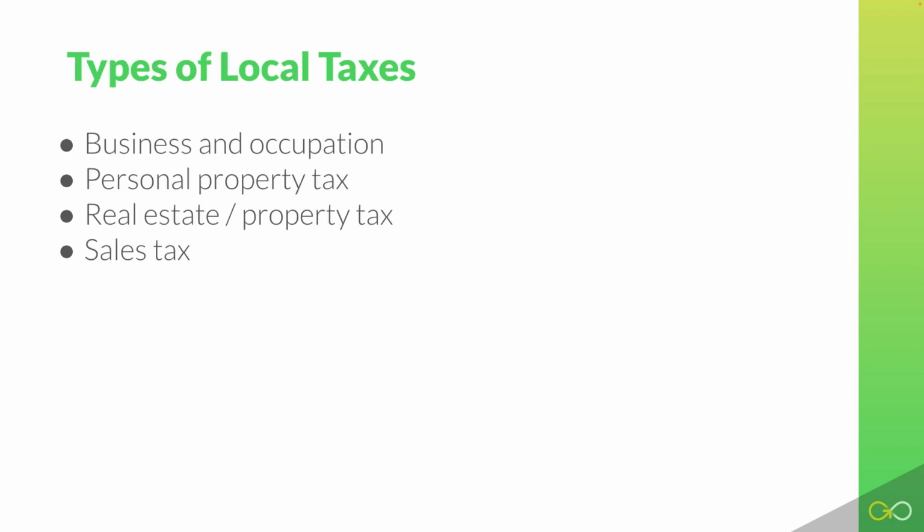Next, I'm going to go over other local taxes that you may or may not encounter. There's business and occupation, which is like an income tax for the business. There's personal property tax, which is a tax on the equipment the business owns. There's a real estate or property tax based on the real estate the business owns. And then there's sales tax, which is often collected at the time of the sale and then held in reserves until it's time to remit it.